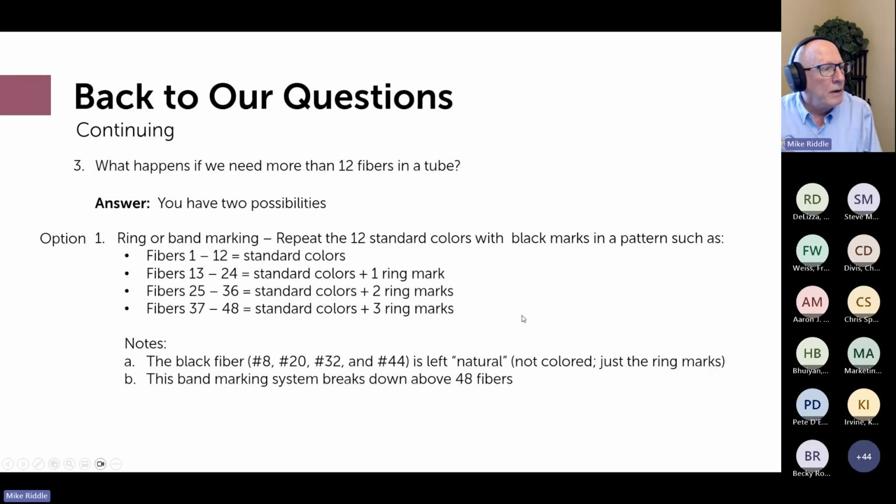Now, in theory, if you had 60 fibers in a tube, you could just keep doing this, right? To be 49 through 60, and we'll add 4 ring marks, but you know that just doesn't work well in the real world. So this band marking system kind of breaks down above 48 fibers. You know, what if you had 72, or these days you see sometimes tubes even have 144 fibers in it. So it's great up to about 48 fibers.